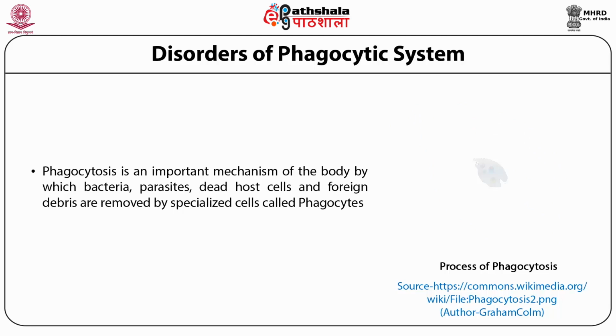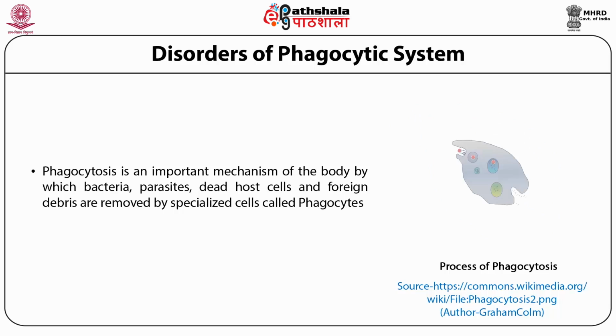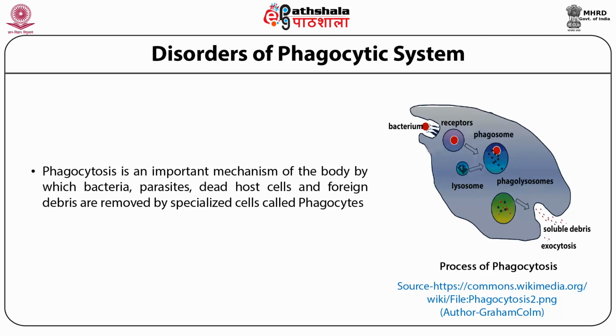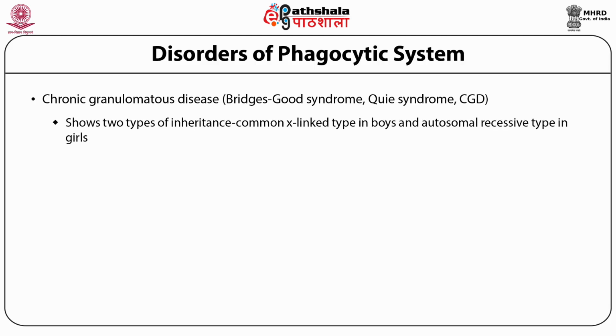Phagocytosis is an important mechanism of the body by which bacteria, parasites, dead host cells, and foreign debris are removed by specialized cells called phagocytes. Impaired phagocytic activity leads to periodic infections. The infections can range from mild skin infections to deadly systemic infections. Some of the important disorders of the phagocytic system include chronic granulomatous disease, also called Bridges-Good syndrome, Quie syndrome, or CGD. CGD shows two types of inheritance: common X-linked type found in boys and autosomal recessive type found in girls.